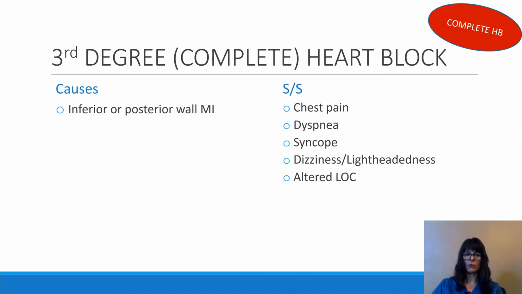The cause of a third-degree heart block is usually an MI, inferior wall or posterior wall MI, which are pretty serious. Therefore, signs and symptoms are those associated with MI, such as chest pain, dyspnea, shortness of breath, dizziness, altered level of consciousness, diaphoresis, and every other symptom that the patient might have when they present with an acute MI.